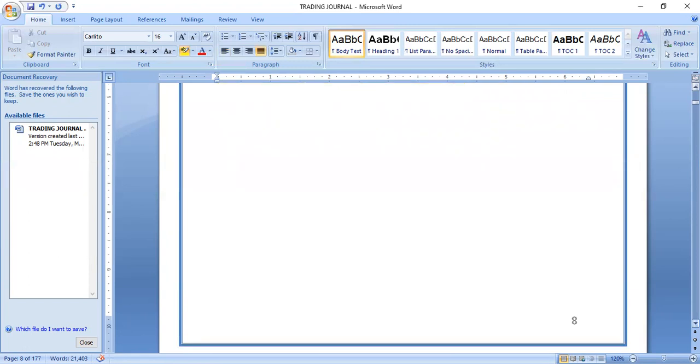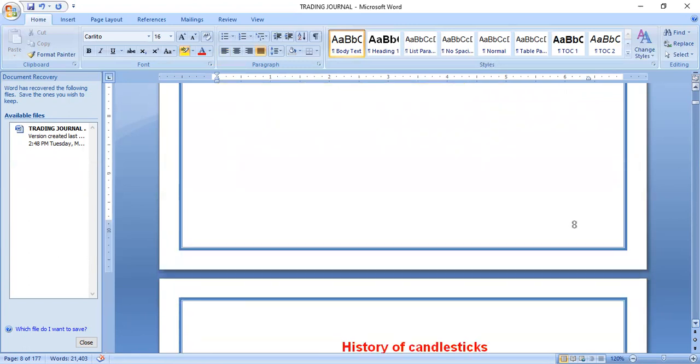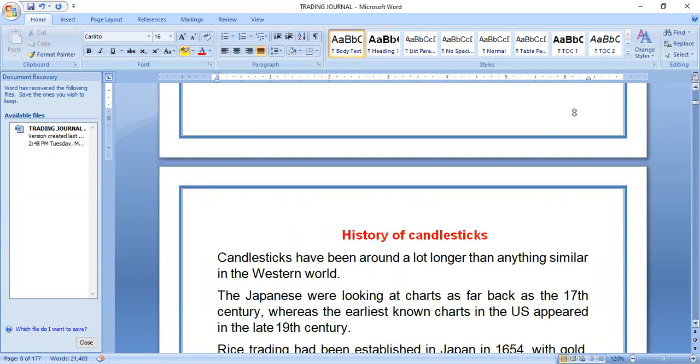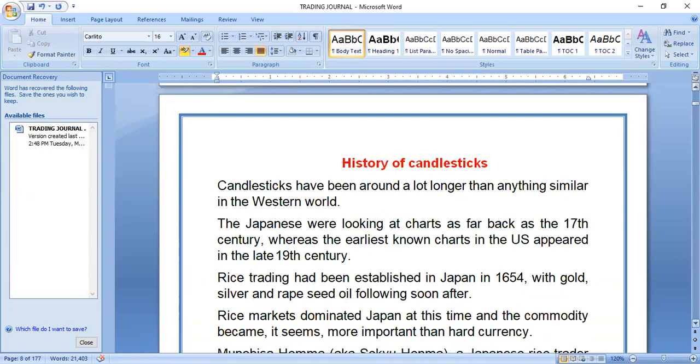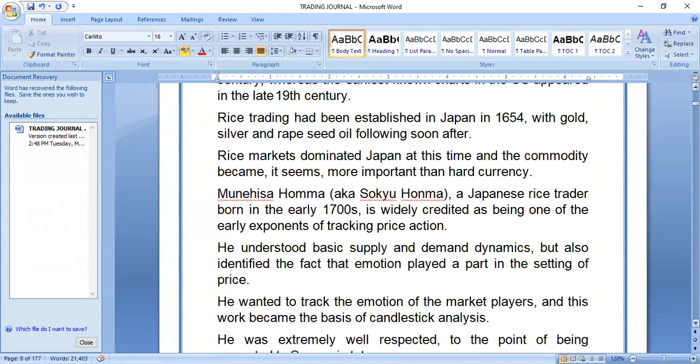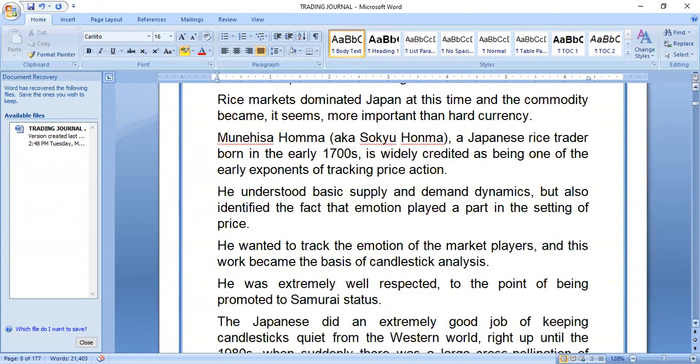So let's look at it. We won't look majorly at the issue of candlesticks, because candlesticks have been around a lot longer than anything similar in the Western world. The Japanese were looking at charts as far back as the 17th century, whereas the earliest known charts in the US appeared in the late 19th century. So that's how candlesticks came to be. We are not interested in the history of candlesticks, so let's jump that chapter for now.